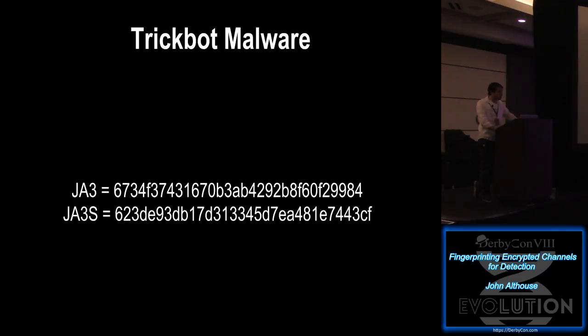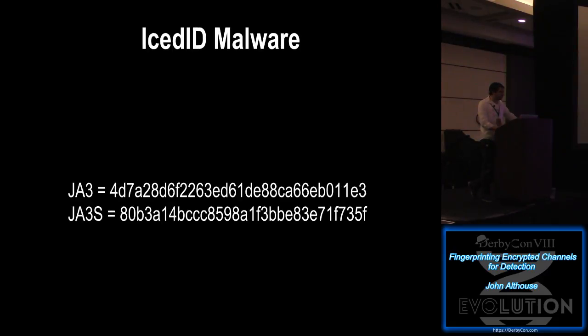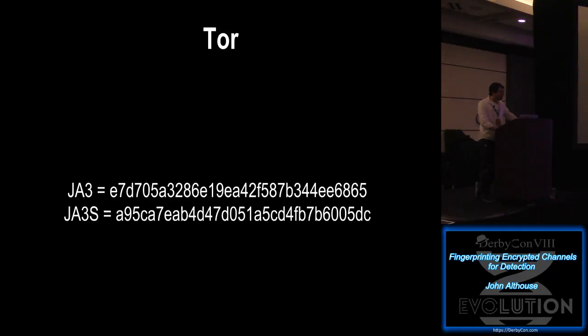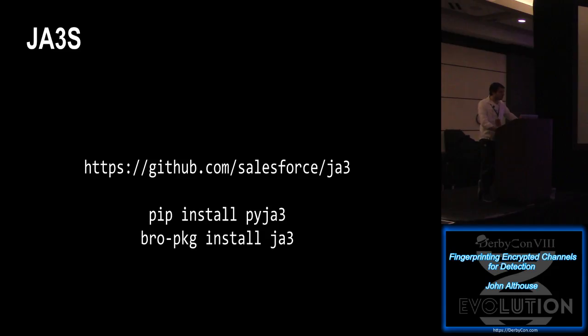Some examples, TrickBot malware. There's a JA3 and JA3S. The TrickBot command and control servers always respond the same to the TrickBot client, never changes. Same with IcedID. And the Tor client, again, the Tor servers respond exactly the same to the Tor client. And it's been open sourced. It's on the same GitHub. If you do a bro package install JA3, you also get JA3S built in.